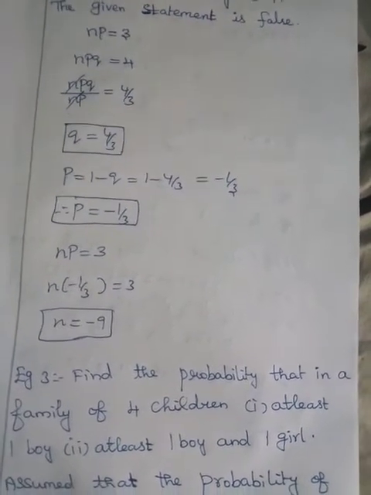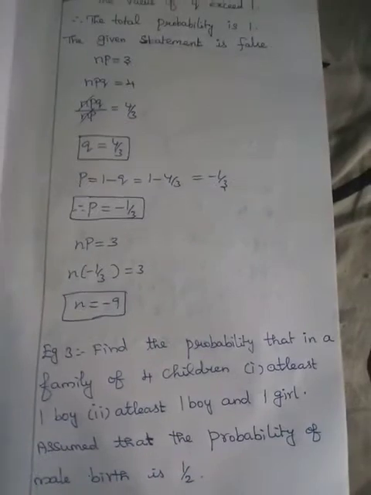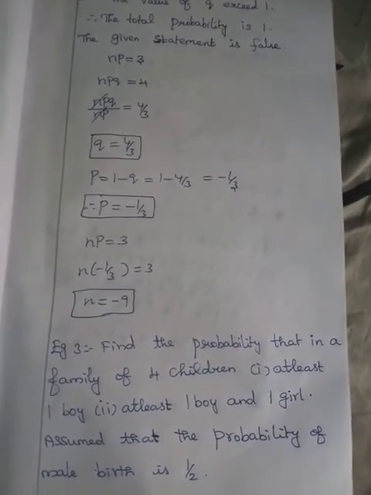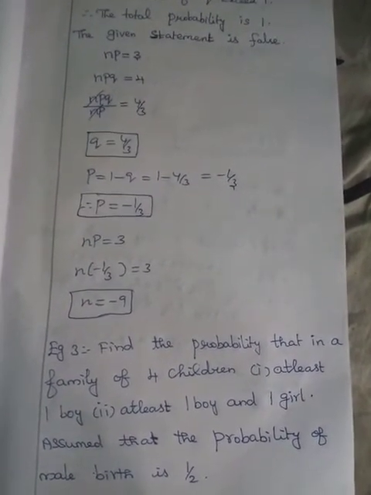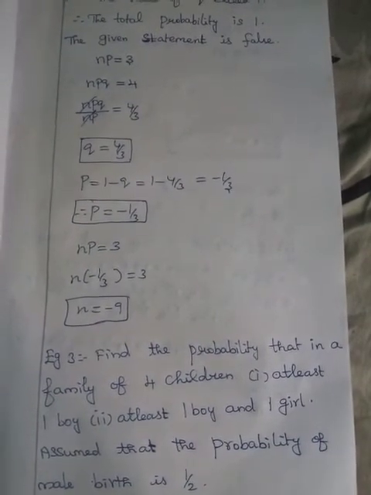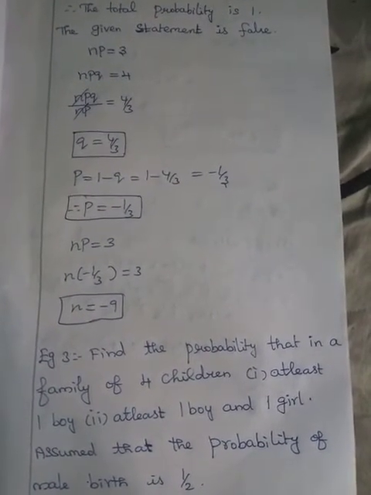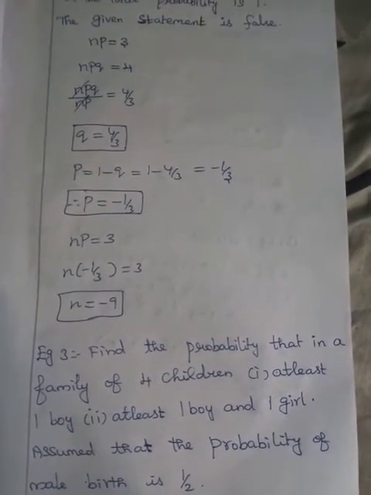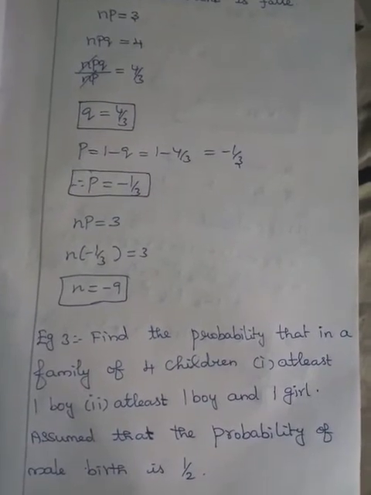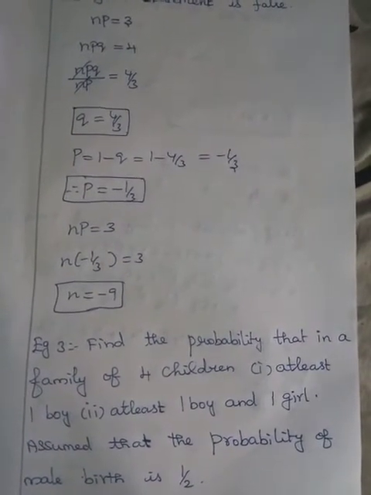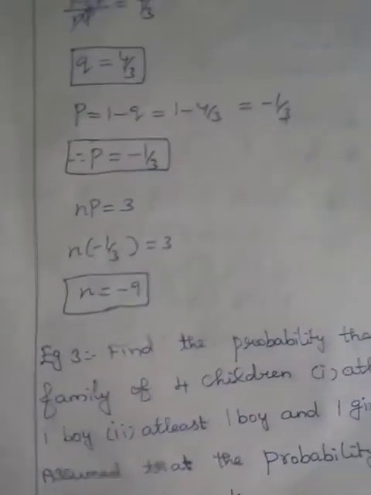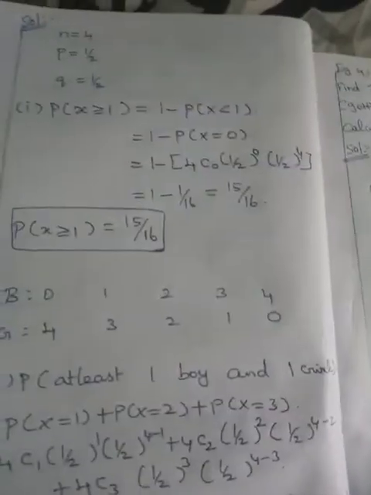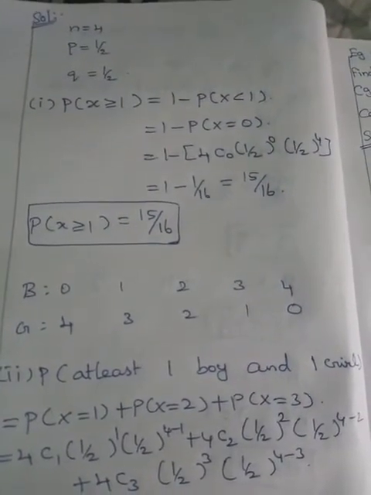So next, example 3. Find the probability that in a family of 4 children, number 1, at least 1 boy, number 2, at least 1 boy and 1 girl, assuming that the probability of male birth is 1 by 2. Solution: n equal to 4, p equal to 1 by 2, q value is 1 by 2.